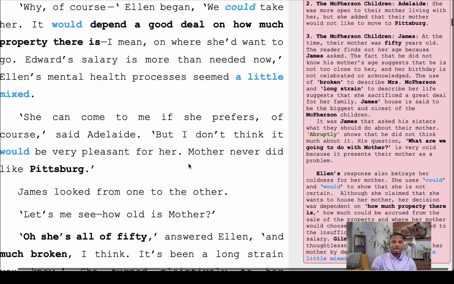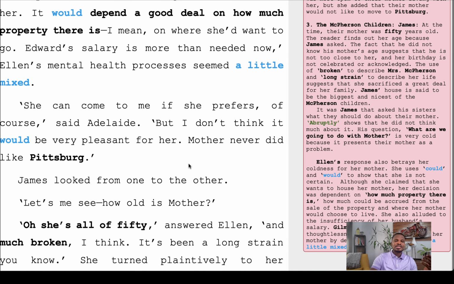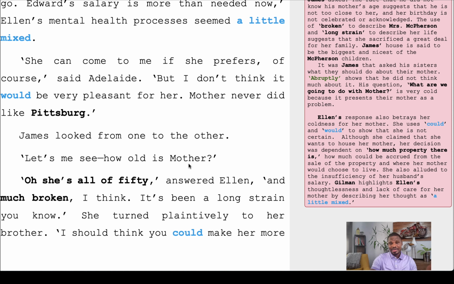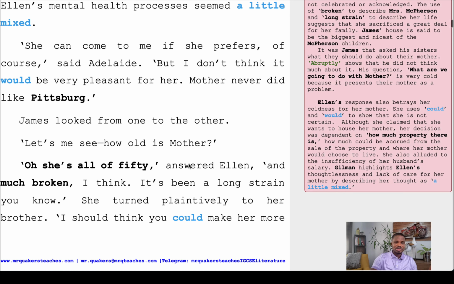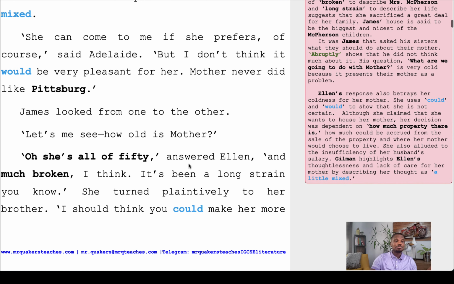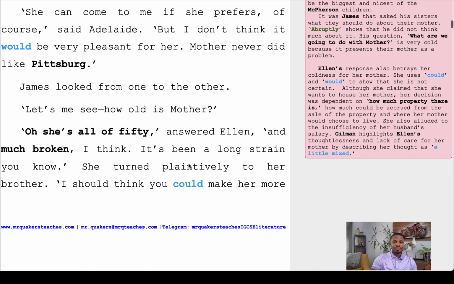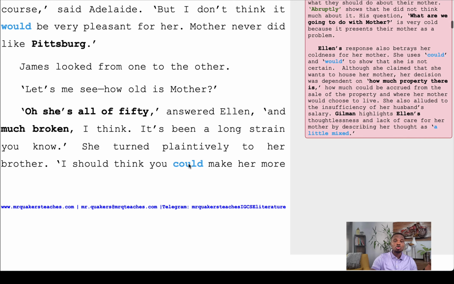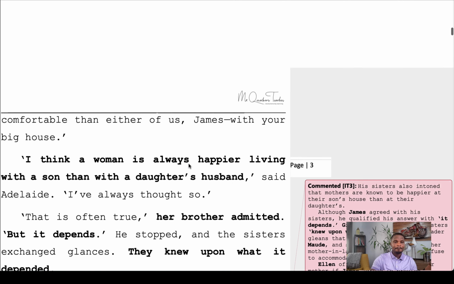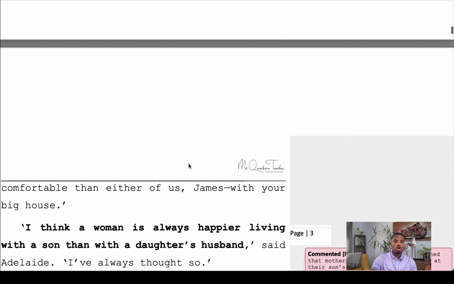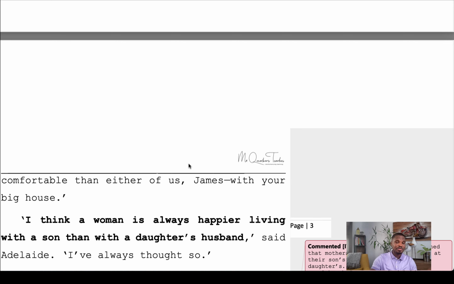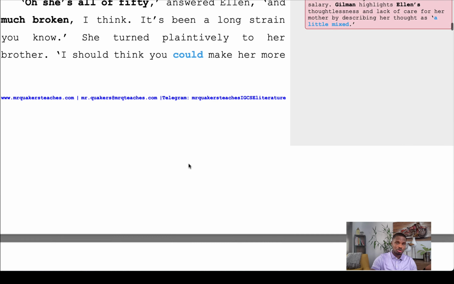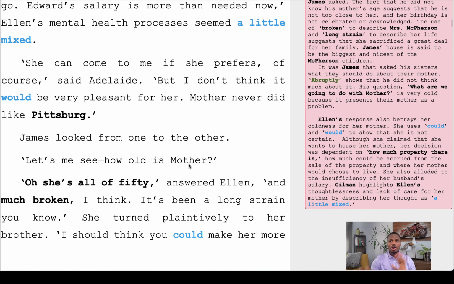James looked from one to the other. "Let me see, how old is mother?" So this way asked about the age of mother. "Oh, she's all of 50," answered Helen, "and much broken, I think. It's been a long strain." She turned plaintively to her brother. "I should think you could take her, you could make her more comfortable than either of us, James, with your big house."